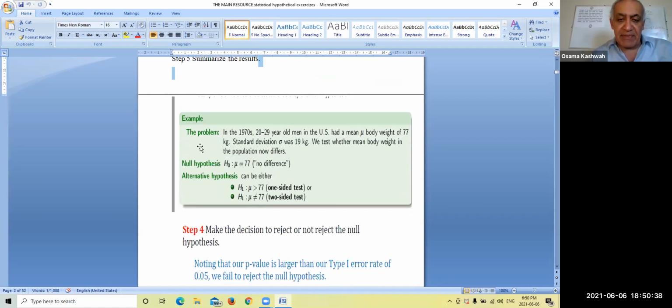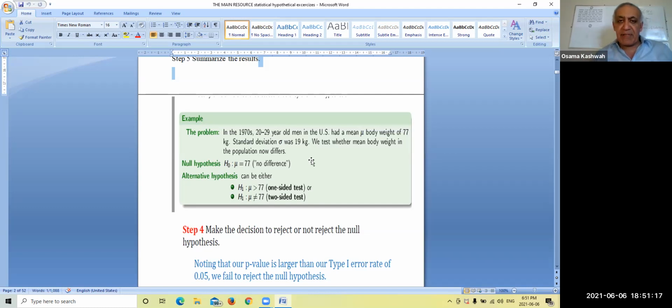Let me see an example here. In the 1970s, 20 to 29 year old men in the United States had a mean body weight of 77 kilograms, and the standard deviation sigma was 19 kilograms. We test whether the mean body weight in the population now differs. As long as I said now differs, let me put it here.